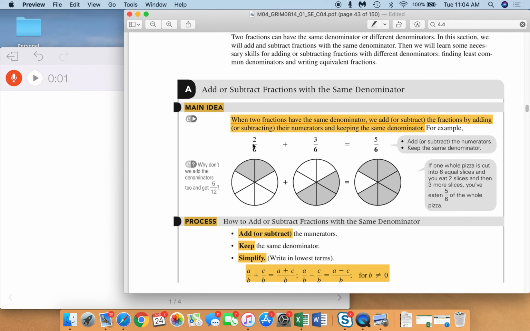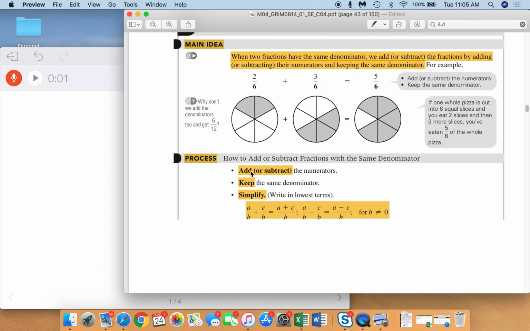So here we have 2 divided by 6. Here's your little pie of 6. You have 2 shaded regions plus 3 divided by 6. So you have the 3 on the bottom here. If you were to add it up and color them all, you have 5 over 6. So all you do is add the numerators and keep the same denominator.